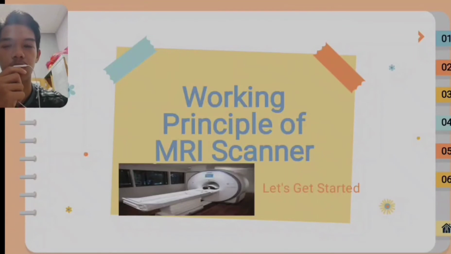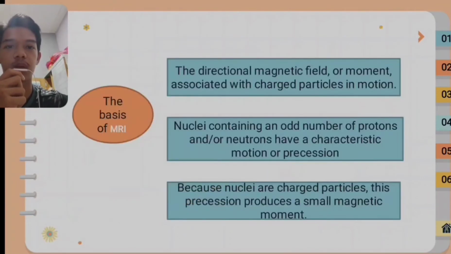Assalamualaikum warahmatullahi wabarakatuh. I will present about the working principle of the MRI scanner. Okay, the basics of MRI. First, the directional magnetic field or moment is associated with charged particles in motion. Second, nuclei containing an odd number of protons or neutrons have a characteristic motion of precession. Lastly, because the nuclei are charged particles, this precession produces a small magnetic moment.